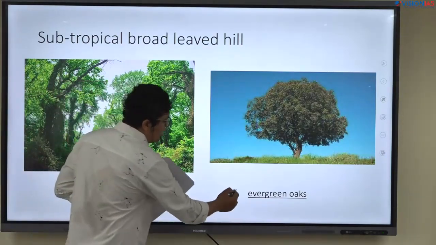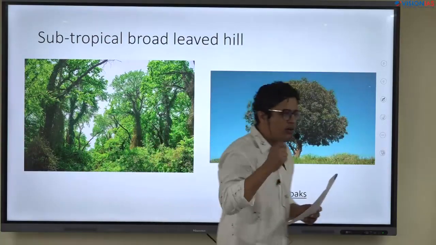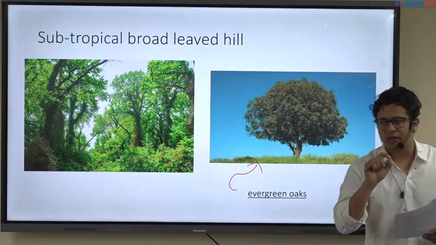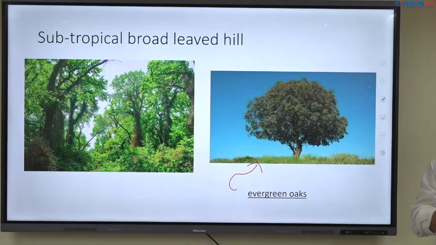Commonly found species, evergreen oak. Again, you can remember the name of this species only. Oak is the major species of this forest. You can remember the name of this one species. This would be sufficient to give you the answer. Oak is the major species.